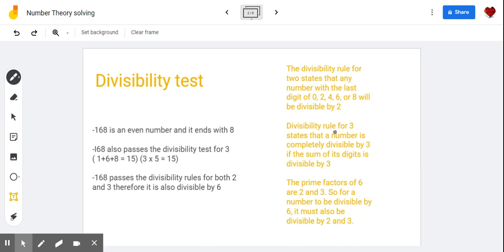The next divisibility rule is for 3, which states that the number is divisible by 3 if the sum of its digits is divisible by 3. So we have 1 plus 6 plus 8, which equals 15. 3 times 5 also equals 15, which means this passes the test for 3. 168 passes the divisibility rules for both 2 and 3, therefore it is also divisible by 6.